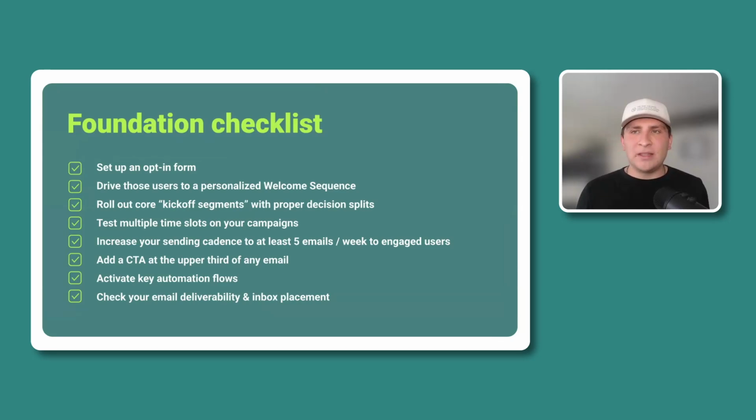Here is the list of things that we would recommend you do just to get your thing from 0 to 1. Set up an opt-in form, and drive those people to the actual welcome sequence that's best for them. Use those 8 kickoff segments, rotate time slots, and then test your sending cadence. And then on the back, more tactically, add a call to action to the upper third of your email, launch those 5 automation flows, and make sure your deliverability and inbox placement look good.